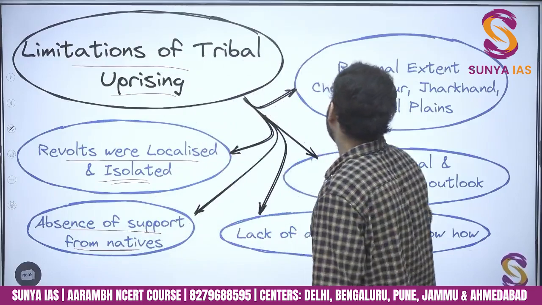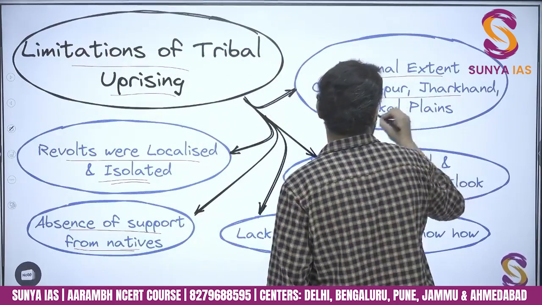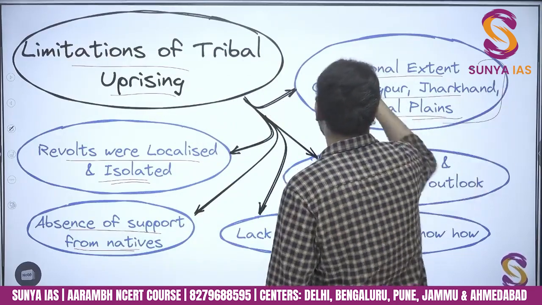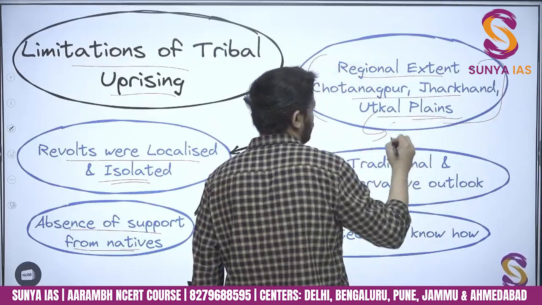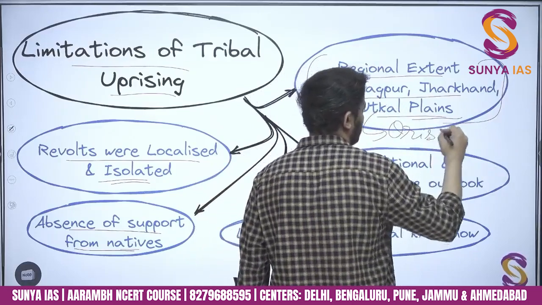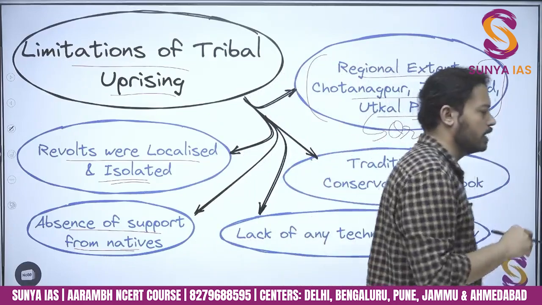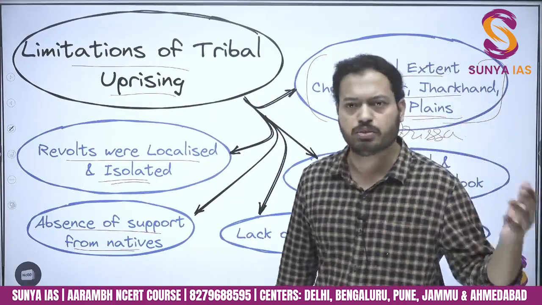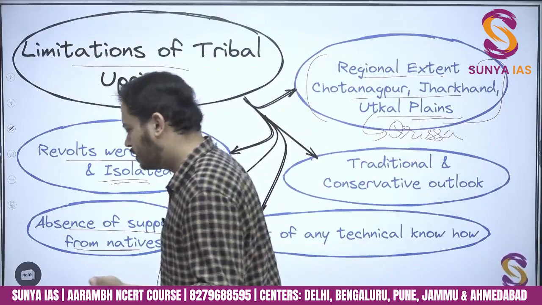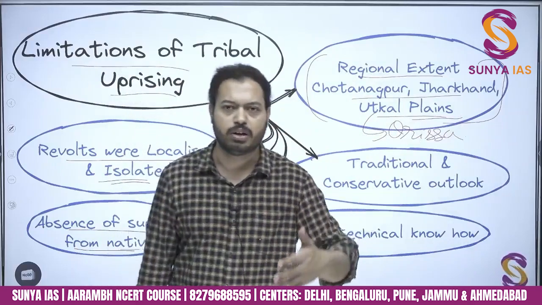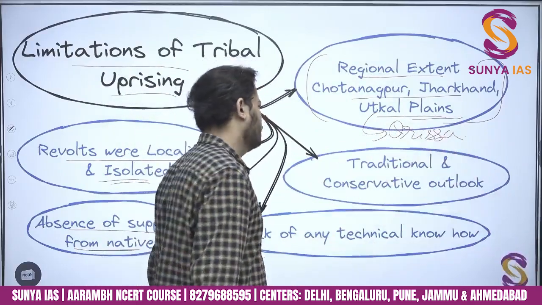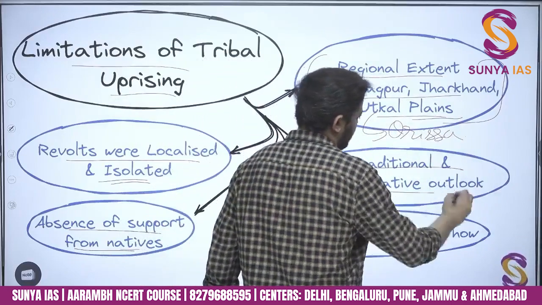Okay, regional extent: Chota Nagpur, Jharkhand, Utkal Plains, these regions only. Utkal Plains, for those who don't know, is Odisha. The northern part of Odisha is called the Utkal Plain. You must have heard the Indian national anthem: Punjab, Sindh, Gujarat, Maratha, Dravida, Utkal, Bengal. Utkal is Odisha. Okay.